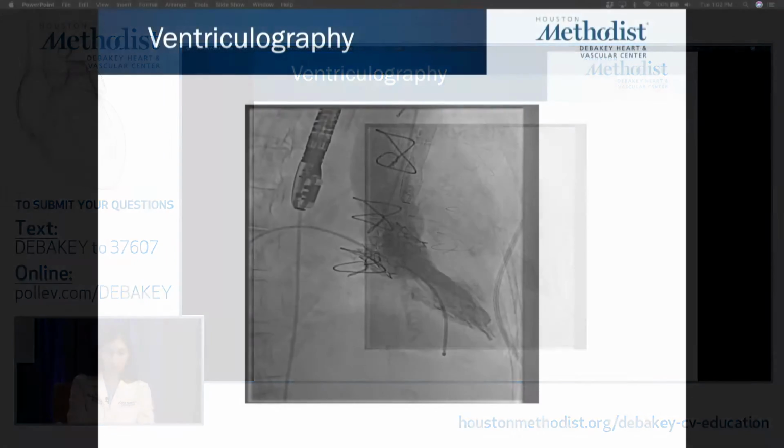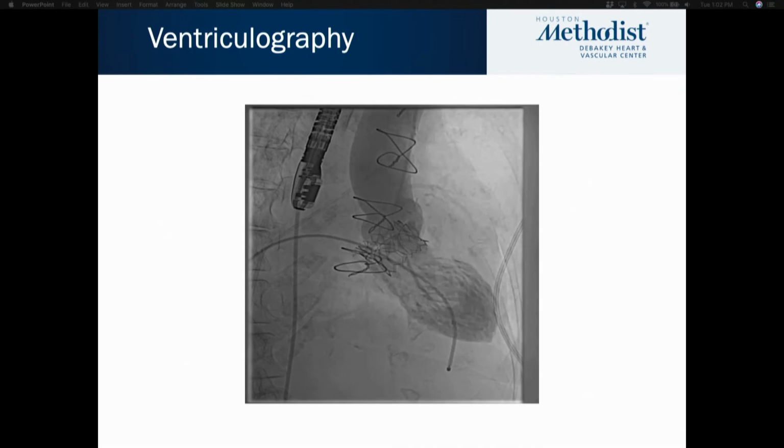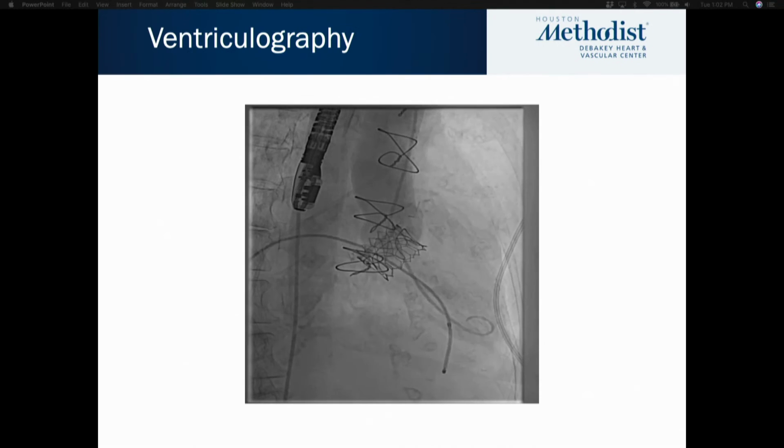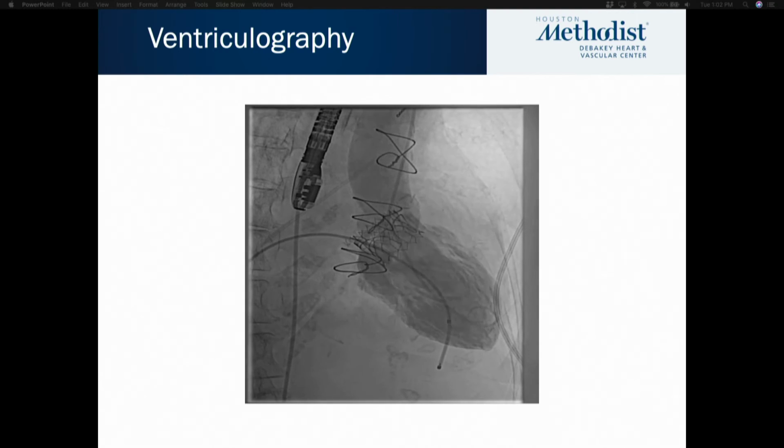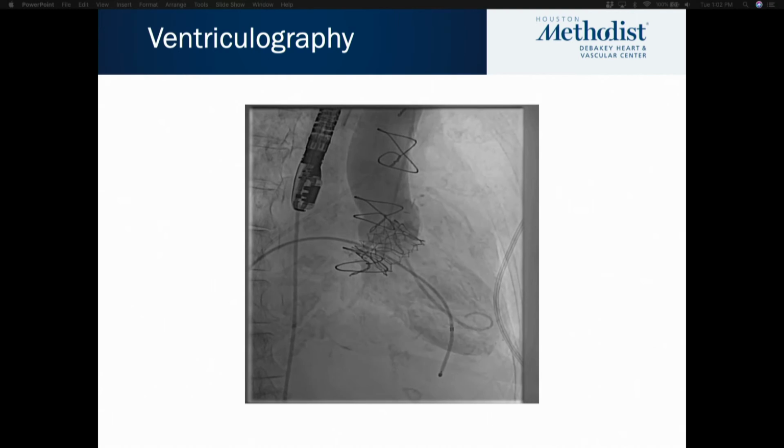This is an image showing the LV-gram that was performed to assess for residual mitral regurgitation, again confirming what we already saw on echo, that there was less than trace MR.